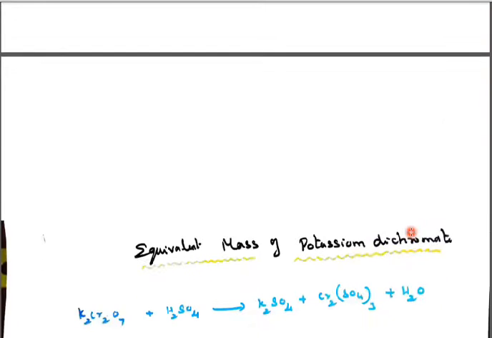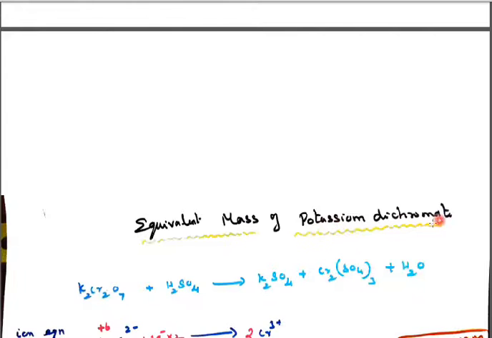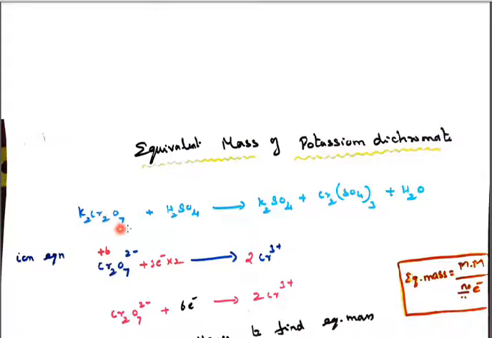So let us see the next topic: the equivalent mass of potassium dichromate. Potassium dichromate, K2Cr2O7, with sulfuric acid forms two different metal salts. It forms potassium sulfate and chromium sulfate. Hydrogen and oxygen form water. This is the way to find out. You should have only one mineral, that is sulfate, with potassium sulfate. The other metal is chromium. It forms chromium(III) sulfate, because the valency is +6 and it goes to a +3 valency, and hydrogen and oxygen form water.